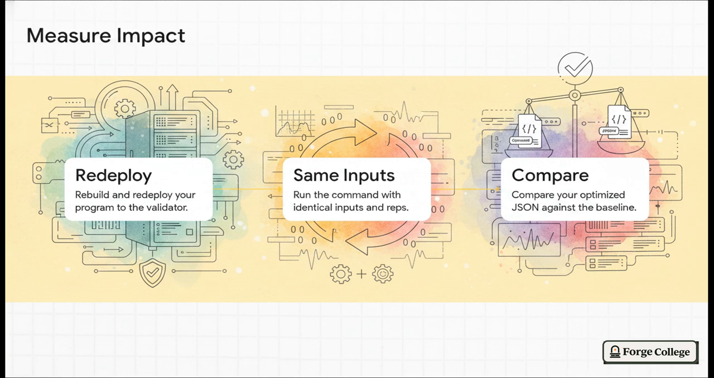Second, and I can't stress this enough, this is incredibly important, you must run your estimation command with the exact same identical inputs and the exact same number of reps as your baseline. If you change the inputs even a little bit, the comparison is entirely meaningless. Finally, compare your new optimized JSON data against your original baseline JSON data.